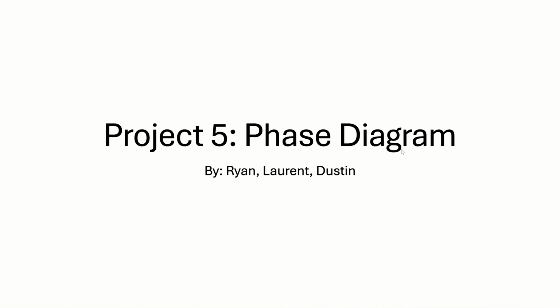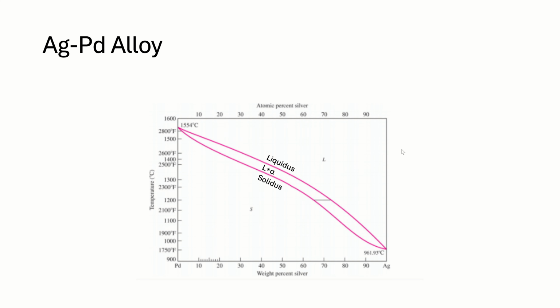Okay, so today we're going to talk about phase diagrams. So our metals, when we combine to make an alloy, were silver and palladium. And this alloy is shown in this graph here. And this graph shows the relationship between temperature and weight percent.